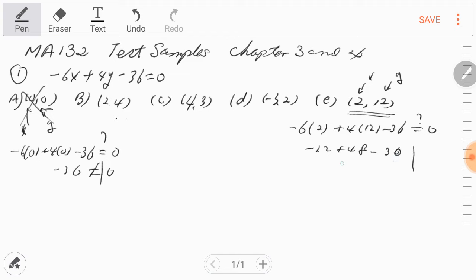Okay, let's check it out. So negative 12 plus 48 is 36, minus 36 is 0. That is equal to 0, which is equal to 0. So, yes, this is the solution. So this pair satisfies the equation, and all others do not satisfy the equation.